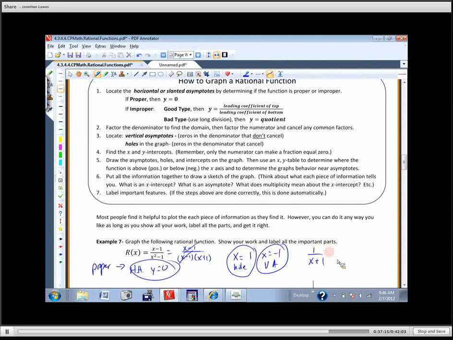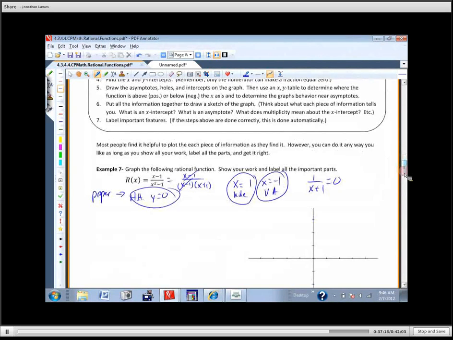Okay, let's find intercepts. Does this ever equal 0? Nope, never equals 0. So we don't have an x-intercept. There's no x-intercept. Is there a y-intercept? Can you plug 1 in and get an answer? What do you get? 1 on top and 2 on the bottom, so we get 1/2. Okay, so between this piece, this piece, this piece, and that piece of information right there, we can start sketching this.